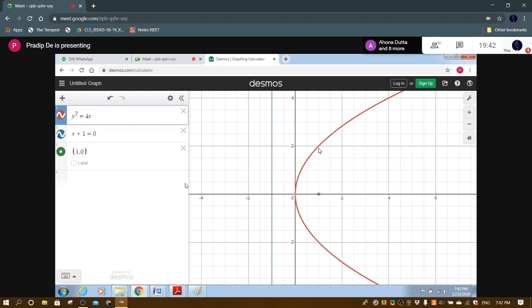From this point 1, 2 to the focus, the distance is 2 units, and from the point 1 comma 2 to the directrix, if you count these blocks, you'll see that it is also 2 units. PS equal to PM. And if you take any other point, anywhere, PS and PM will be equal. Right? Let's go back.